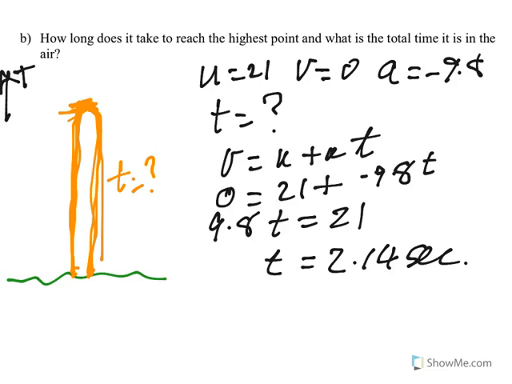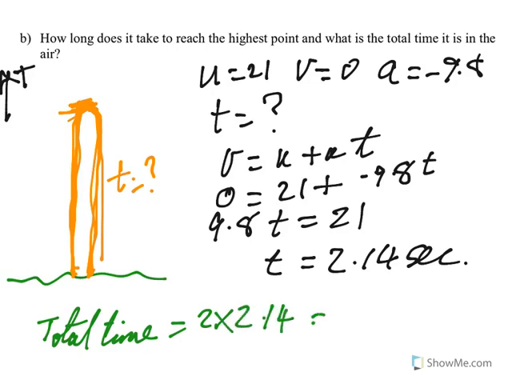So what that then means is my total time equals 2 times 2.14 seconds, which is 4.28 seconds.